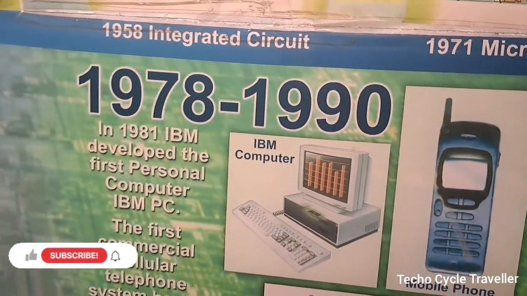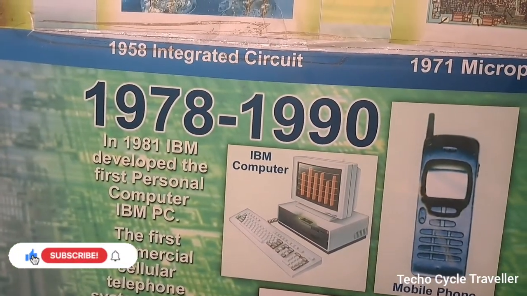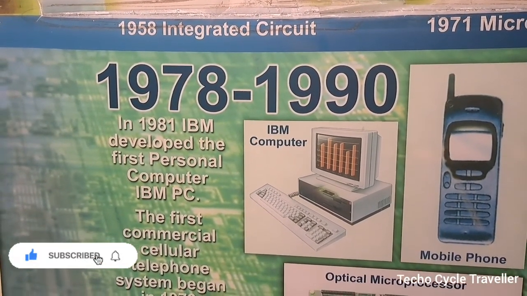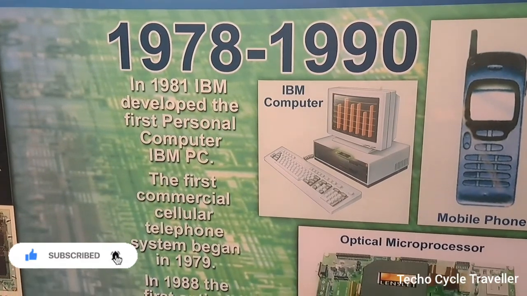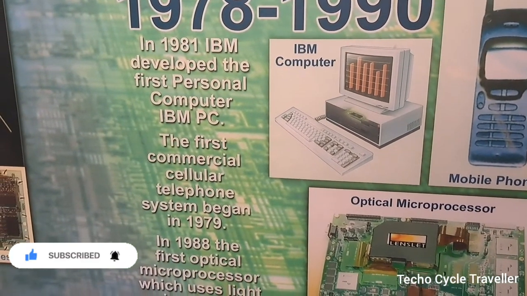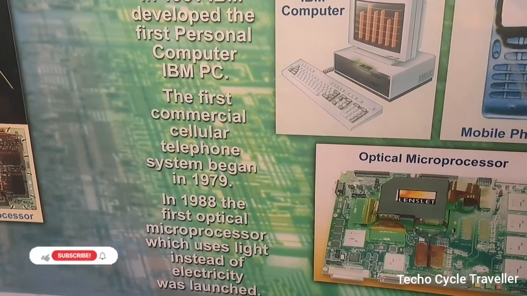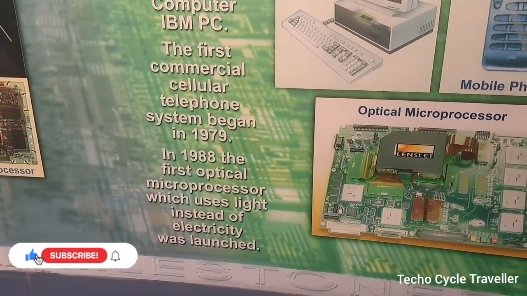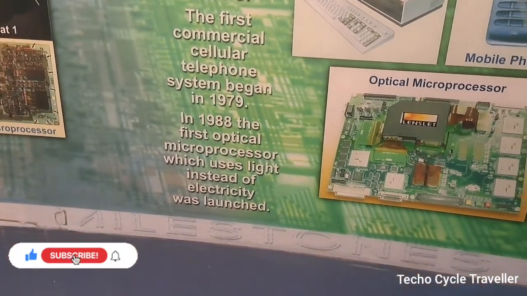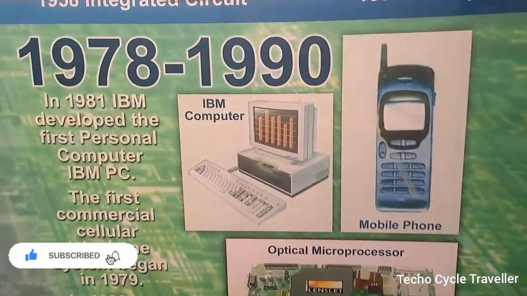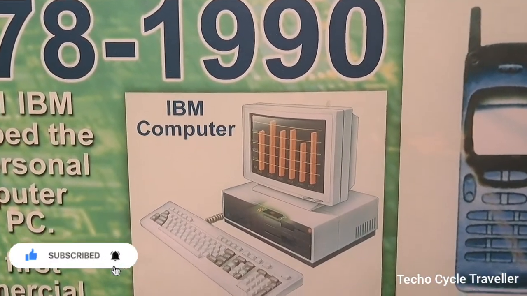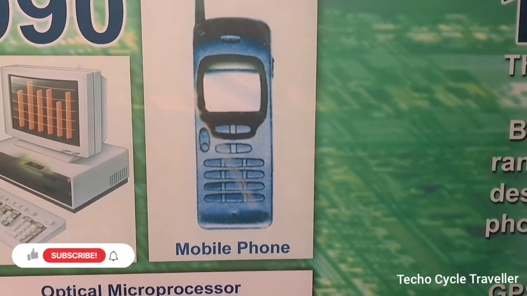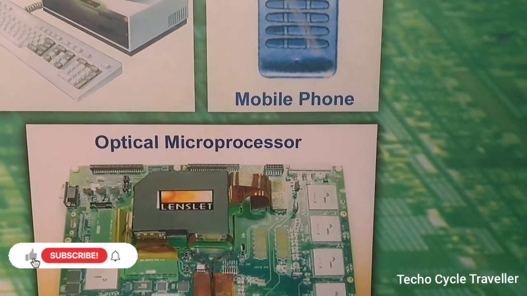1978 to 1990. In 1981, IBM developed the first personal computer, the IBM PC. The first commercial cellular telephone system began in 1979. In 1988, the first optical microprocessor, which uses light instead of electricity, was launched. The IBM computer. Mobile phone. Cellular mobile phone. Optical microprocessor.